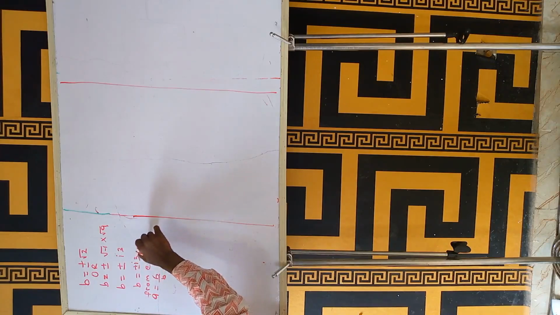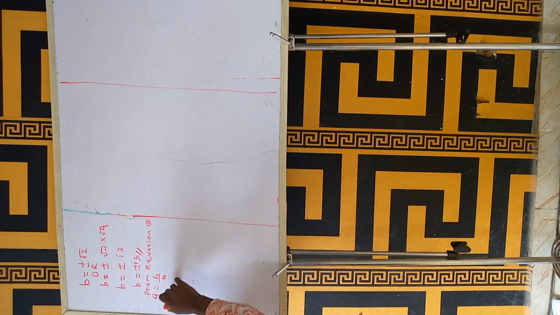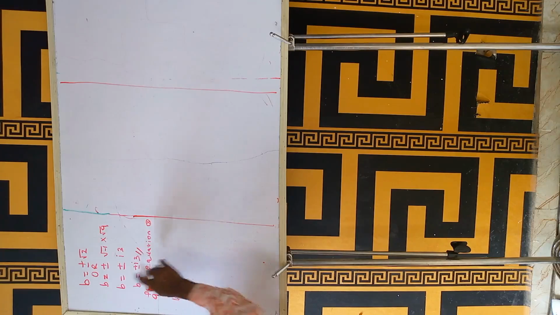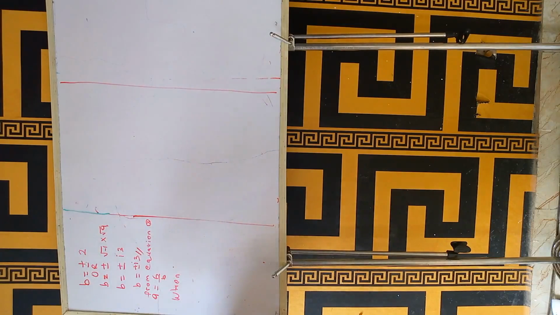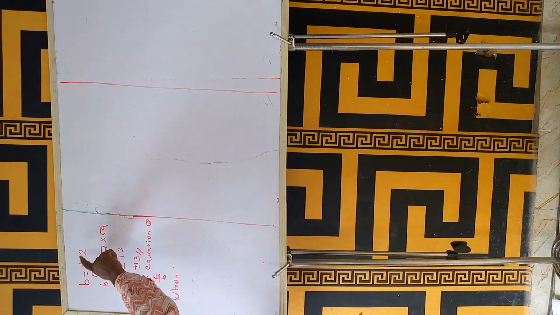This is my a. My a is this. That means when b, sorry, this one is plus or minus 2, because the square root of 4 is 2. It's not plus or minus square root of 2. It's plus or minus 2.